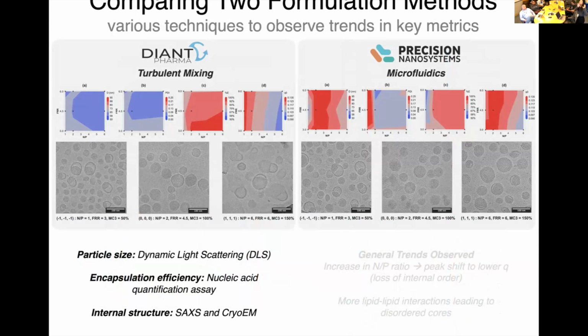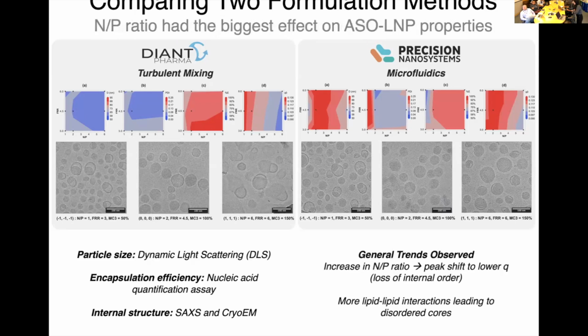And I'm not going to go through the actual figures here in too much detail. If you are interested, there is the paper cited at the bottom, or feel free to grab me after and ask me about it. But general trends that we observed were if we increase the amount of lipid to nucleic acid ratio, we saw a peak shift going from higher to lower Q, which indicated a loss of internal order. And we presume that this was due to increased lipid to lipid interaction that led to more disordered core inside these particles as opposed to lipid to nucleic acid interaction that leads to these encapsulation little pockets.